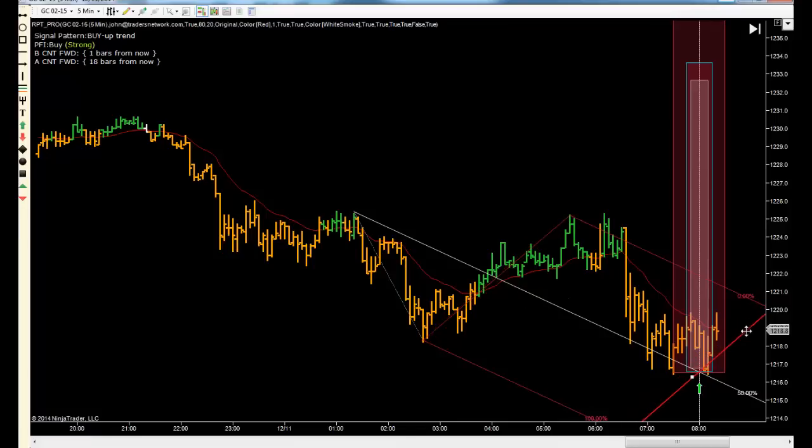puts you down where this lower line, the median line, intersects with this action line, and right here, this is our target objective. So time and price come together. You have the current time frame and then two higher time frames coming together. So that's a cluster. That could be a very significant turn.